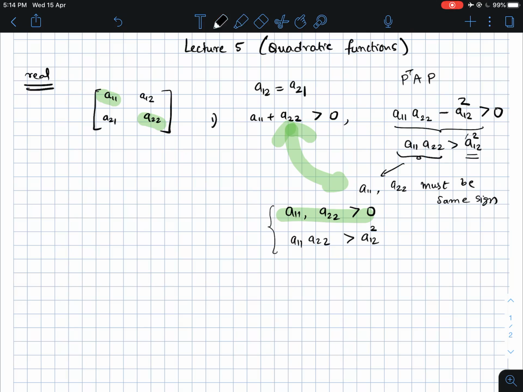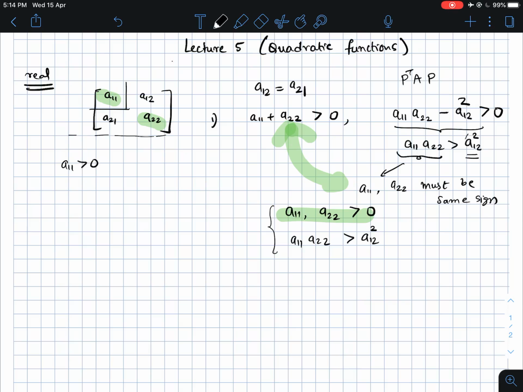if you write down Sylvester's criterion. So recall what Sylvester's criterion is. It says that you start from the top left and require that all the leading submatrices have positive determinant. So here you will say A11 is bigger than 0. That will ensure that this matrix has a positive determinant.